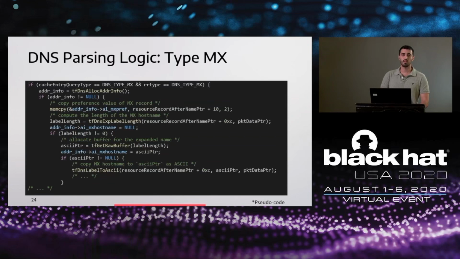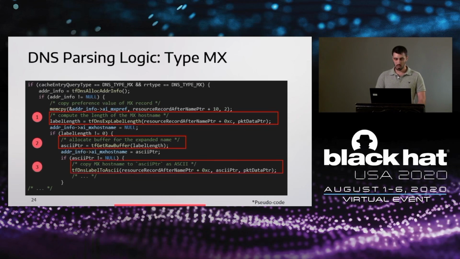So we found 3 vulnerabilities in the DNS parsing logic of Treck TCP/IP, specifically in the function tfDNS callback, which is responsible for the parsing. And here you can see pseudocode of this function responsible for parsing MX resource records. We can see that the length of the MX hostname is calculated by the function expand label length. Based on that length, a buffer is allocated on the heap. And then label to ASCII copies the MX hostname as ASCII to the previously allocated buffer, pointed to by ASCII PTR in this snippet. What we can see is that label to ASCII is not aware of the length of the allocated buffer. This means that if for some reason expand label length returns a length value which is too small, then label to ASCII will overflow the buffer because it simply copies bytes until a null byte is reached.